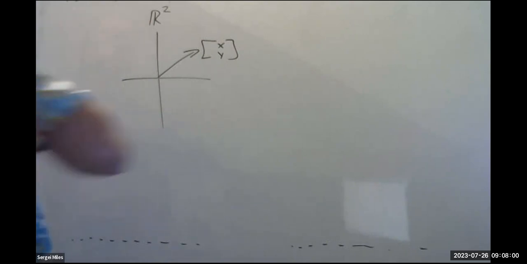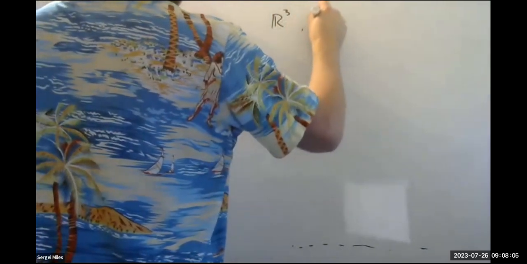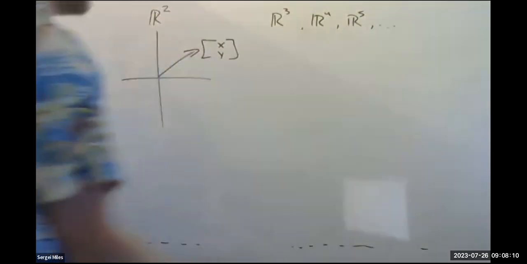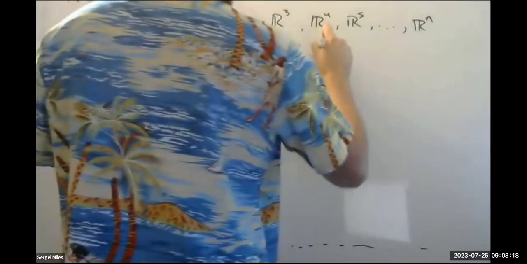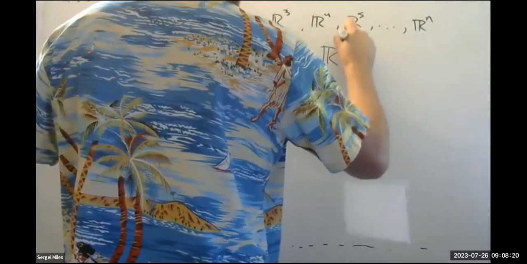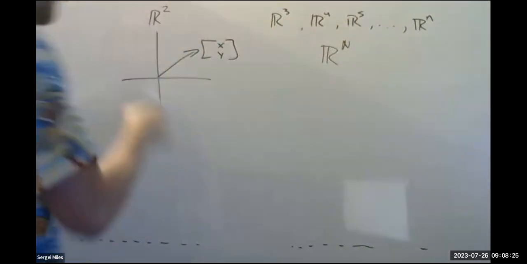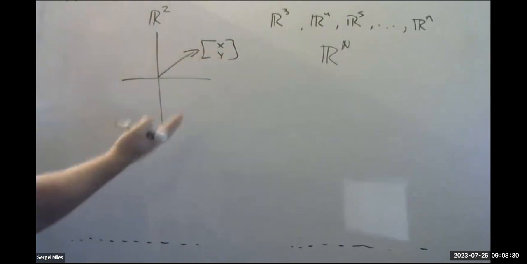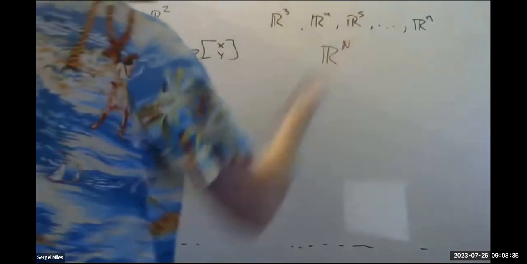But we've also seen you can have R3, R4, R5, and so on. These are all vector spaces. R to any n is a vector space. You can imagine this power is stating how many axes, how many different directions you can move in, right? For R2, there's an X and Y axis. For R3, there's an X, Y, Z axis. For R4, there's 4 axes.